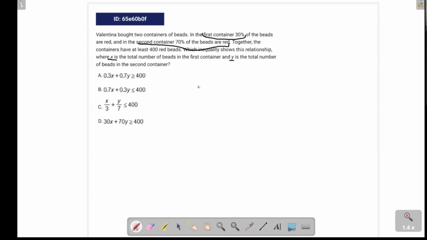So what we can do with this is just know when you write percentages, this 30% is going to be written as 0.3, and 70% is written as 0.7. So 30% in the first container is going to be 0.3 times X because we're saying that X is the total number of beads in container 1. And then you're adding that to plus 0.7 times Y because it's 70% of the second container.